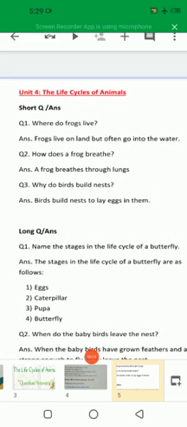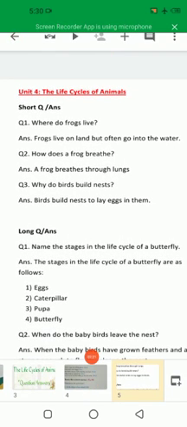Our first question is where do frogs live? Answer is frogs live on land but often go into the water. Next question is how does a frog breathe? And the answer is a frog breathes through lungs.